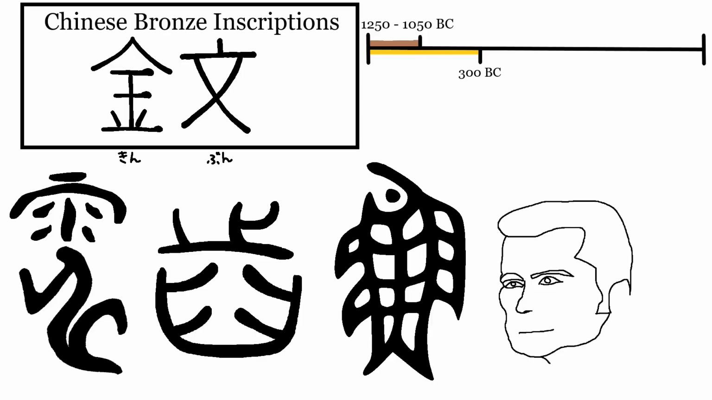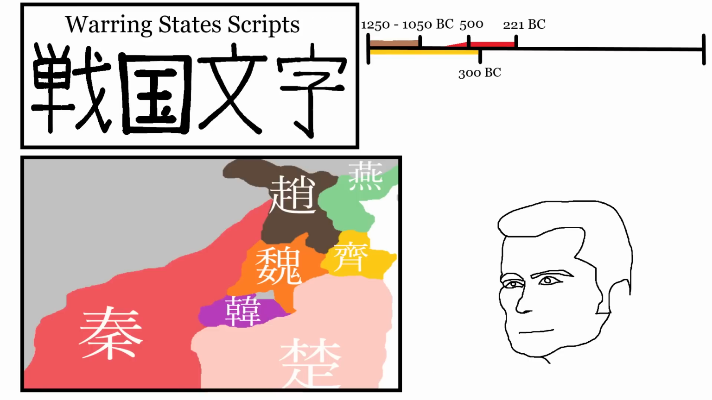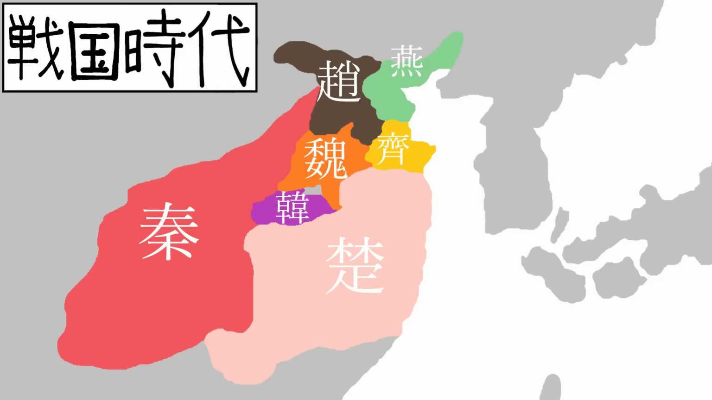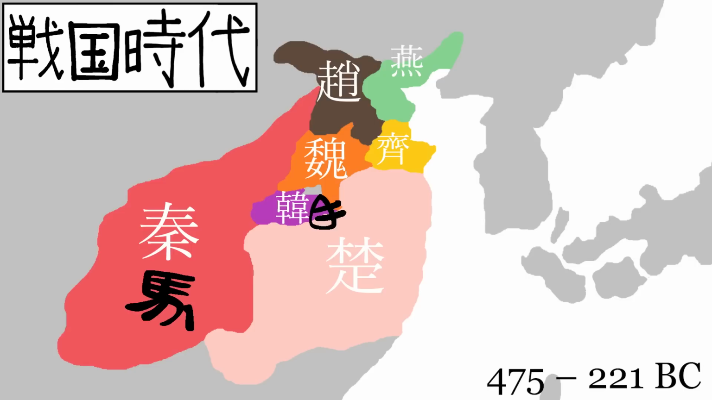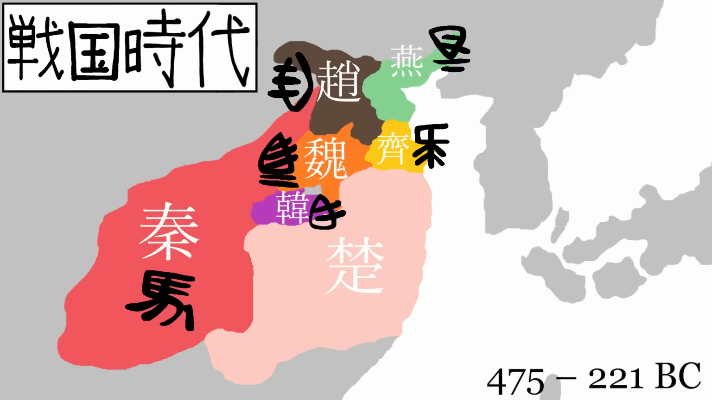But at this stage, the characters are still too unreadable to the untrained eye, so we're going to move on to the Warring States period. So basically during this time, there was a huge civil war going on in China, right? Not even AD yet. And all these different kingdoms have different writing systems. You got Qin, Han, Zhao, Yan, Wei, Qi, and Chu.